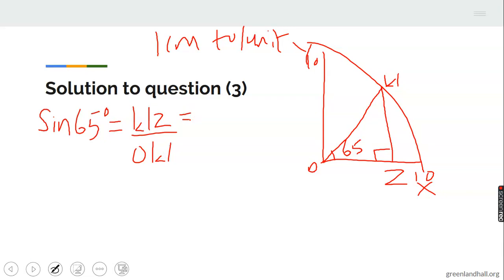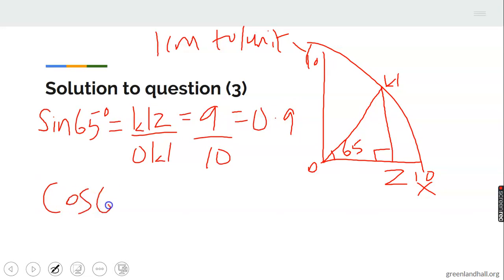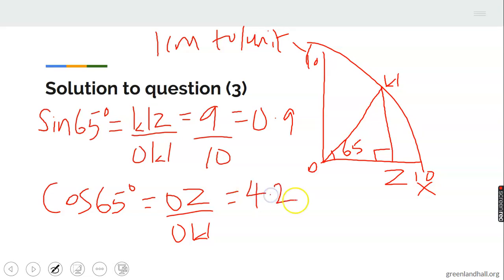So your OW will be 10, because that is the radius that you use. So it cannot be more than 10. So it will be 10. So your WZ will be 9 over 10, which is 0.9. And your cos 65 now will be adjacent, that will be OZ over OW. And your OZ means you measure from here to here using your ruler. So OZ, that will be 4.2 over 10, which is 0.42. Okay, that's that on the correction to the exercises that was given.